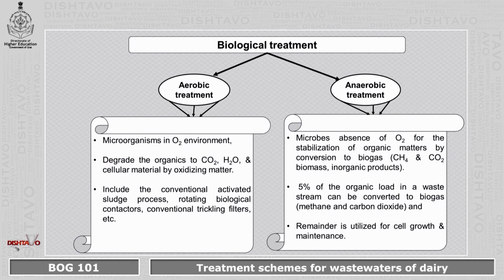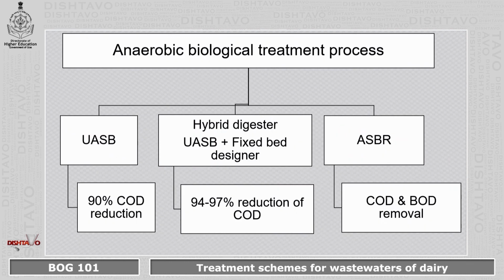Biological treatment. There is aerobic treatment and anaerobic treatment. Aerobic treatment makes use of microorganisms which are capable of growing in oxygen, whereas anaerobic ones grow in the absence of oxygen. The major role of aerobic treatment is to degrade the organics to carbon dioxide and water, and the major role of anaerobic treatment is to produce biogas by degradation, that is methane and carbon dioxide.